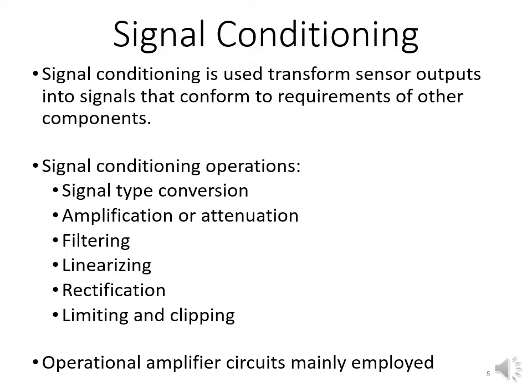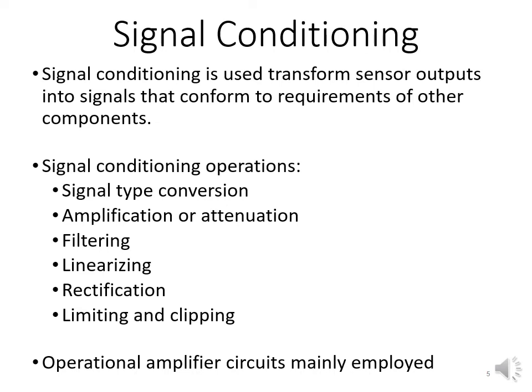We also have filtering to remove maybe noise, and linearizing. Sometimes a sensor produces a signal that is not linear. So we may need some device that makes the signal linear so that it is suitable for the rest of the components in the system. Rectification: some sensors may produce AC, so you may need to change the signal into DC.